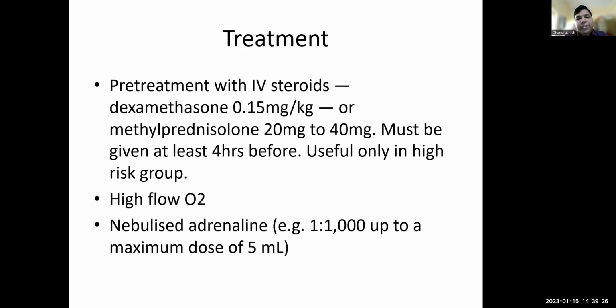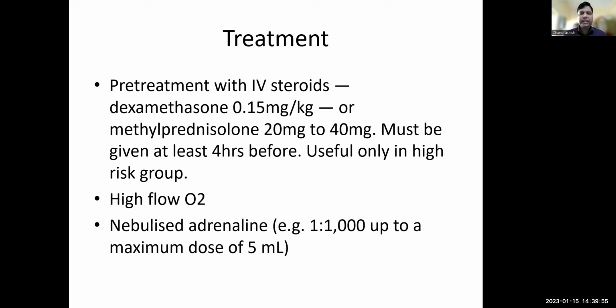Most of the treatment that has been discussed or studied is pre-treatment. So once this has happened, it's kind of a little difficult. But if you are suspecting somebody to develop laryngeal edema or post-extubation stridor, you should pre-treat them with IV steroids, dexamethasone 0.15 milligram per kg, or methylprednisolone 20 milligrams to 40 milligrams.